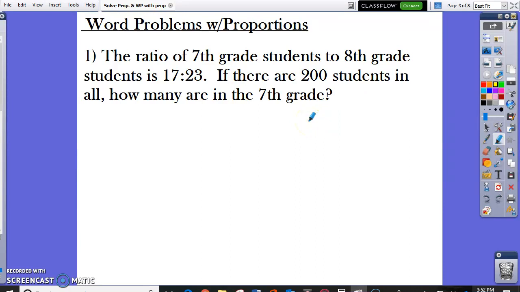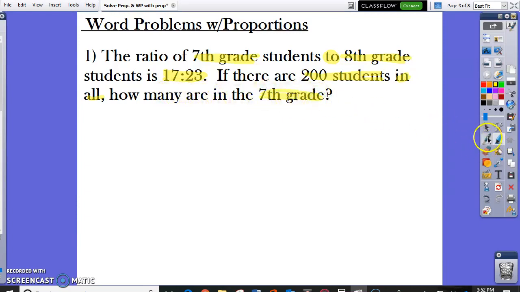So it says that the ratio of 7th grade students to 8th grade students. So that's your first ratio. We have 7th graders to 8th graders is 17 to 23. So 17 is 7th grade, 23 is 8th grade. If there are 200 students in all, how many are in the 7th grade?